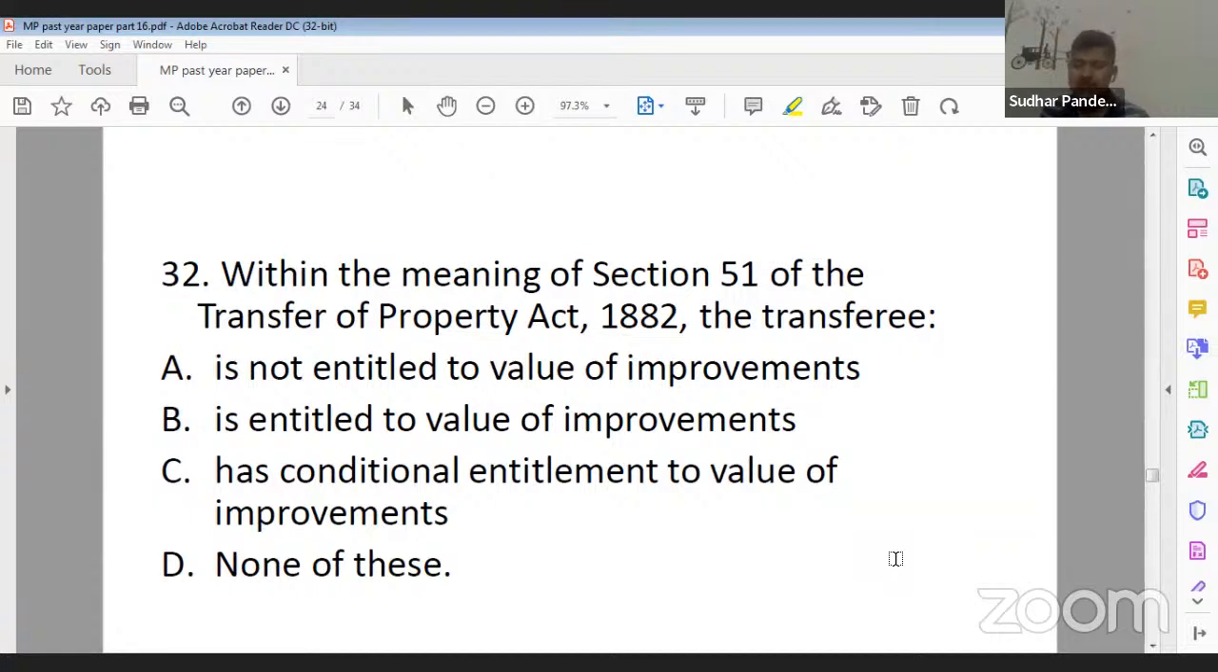Option B, is entitled to the value of improvement. Option C, has conditional entitlement to value of improvement. And option D, none of these. So what should be the correct answer? Question number 31. Yes, B is the correct answer, Varunji.